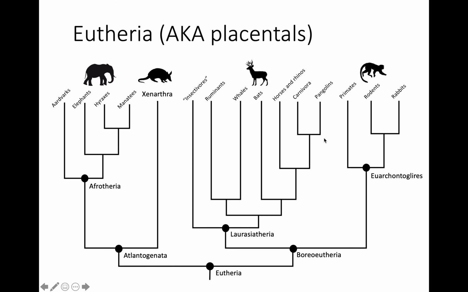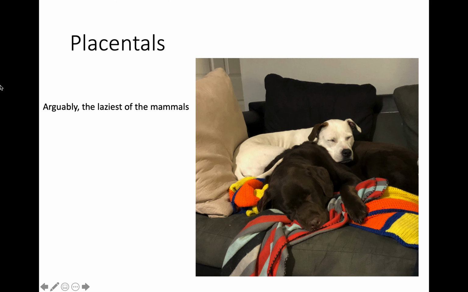Here we have the evolutionary tree of our eutherians. We are over here with the rodents and the rabbits. Rodents and rabbits are the sister group to primates. Rodents being things like guinea pigs, capybara, rats, etc. Rabbits, of course. And then on this other side here, we have whales and bats, horses and rhinos, dogs, pangolins. Xenarthrans on this side over here, like the armadillo. We have elephants, aardvarks, and things like that. Placentals. Arguably the laziest, but cutest of mammals, I think.